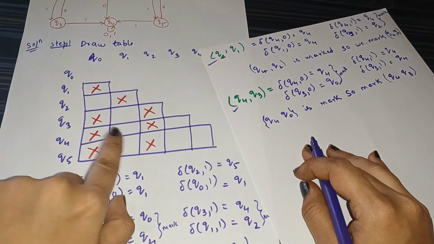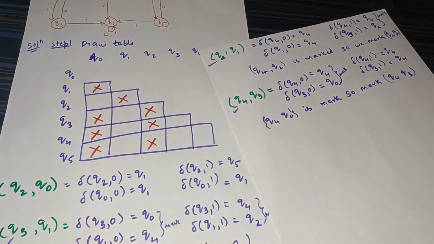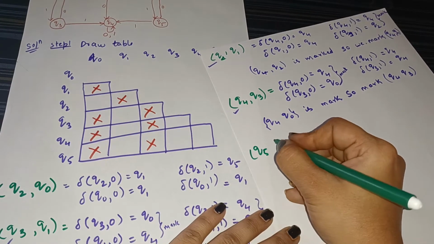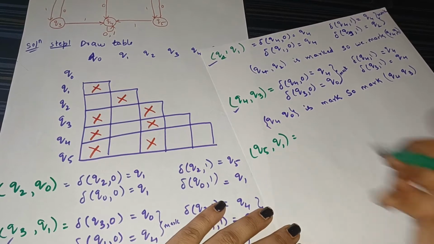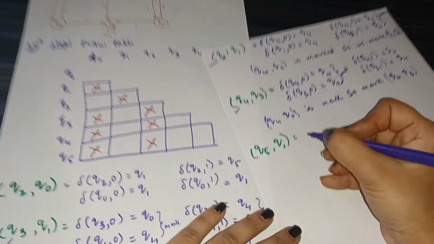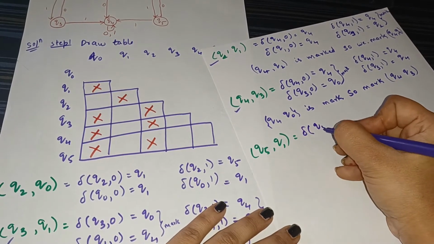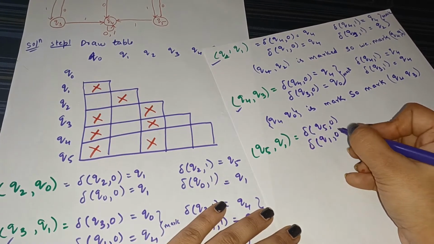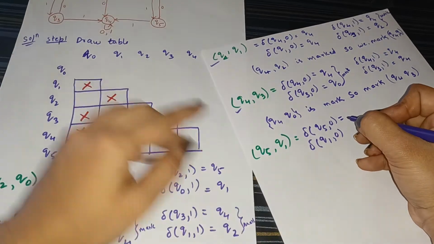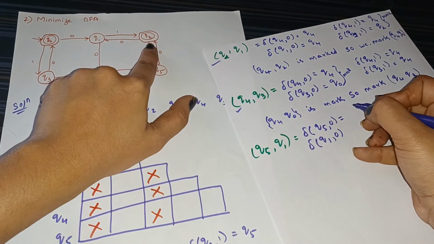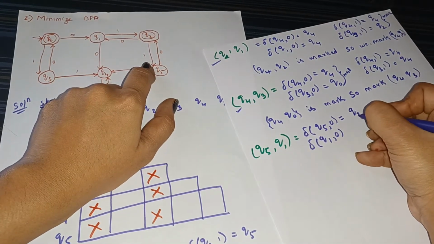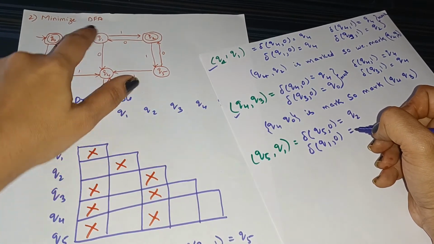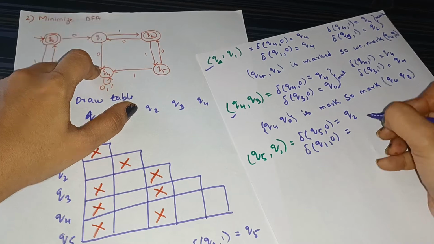Next we have to check for Q5 Q1. So delta transition of Q5 on 0 and delta transition of Q1 on 0. Q5 on 0 it is going to Q2, and Q1 on 0 it is going to Q4.